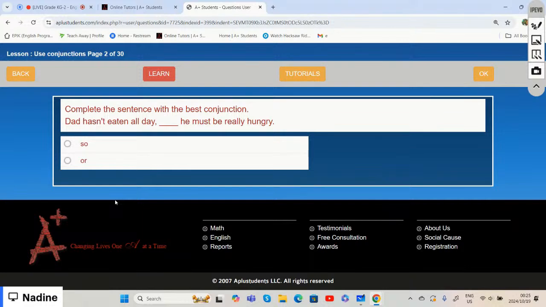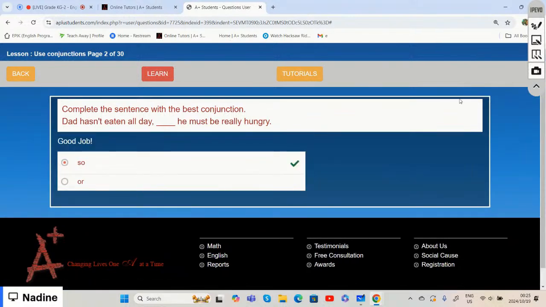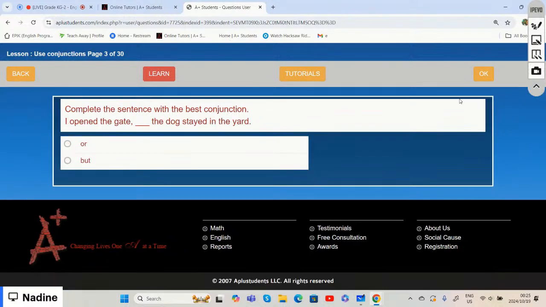And if we were to choose the correct option, since Dad hasn't eaten all day, so option one, he must be really hungry. The next one says, I opened the gate. Do we say, or the dog stayed in the yard, or do we say, but the dog stayed in the yard? So which one is correct? I opened the gate, or the dog stayed in the yard? Or do we say, I opened the gate, but the dog stayed in the yard?